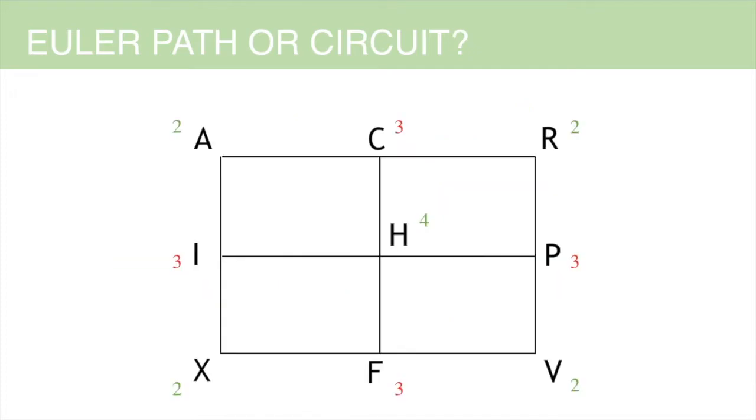In this graph, there are 4 vertices which have odd degrees, so it cannot be called an Euler circuit. To be considered an Euler path, it must have at most 2 odd vertices. Since this graph has 4 odd vertices, it is neither an Euler path nor an Euler circuit.